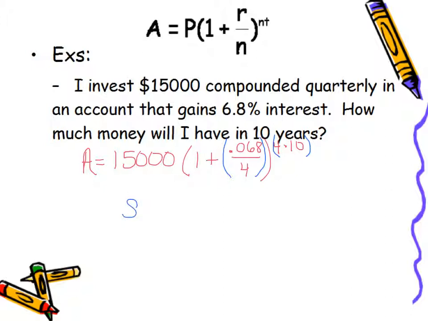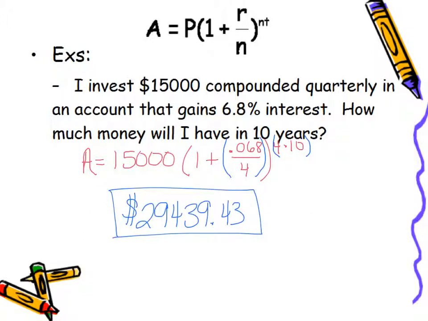Okay, I should have told you to pause. You probably didn't pause, but here's what you should end up getting. Go ahead and finish it out, but it'd be $29,439.43. And so if I leave that $15,000 in there for 10 years, I almost double my money there. All right, let's try another one.